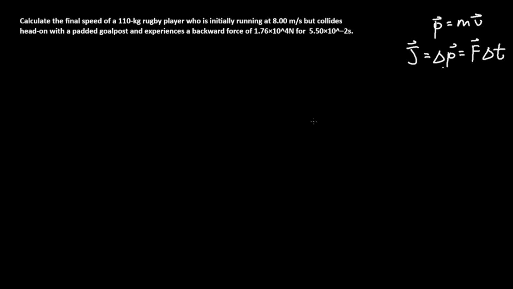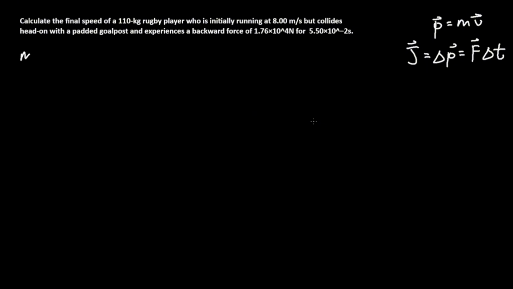Now that you have hopefully tried it, at least, calculate the final speed of a 110 kilo rugby player who's initially running at 8 meters per second, but collides head-on against a padded goalpost and experiences a backward force, so a force that goes in the opposite direction of his current momentum, for 5.5 times 10 to the power of negative 2 seconds. So 55 milliseconds, I think. Yes, that should be right.